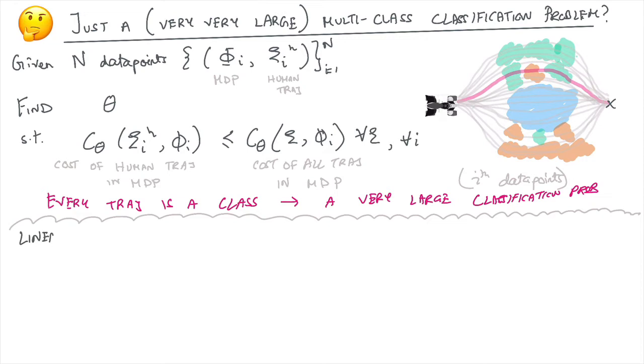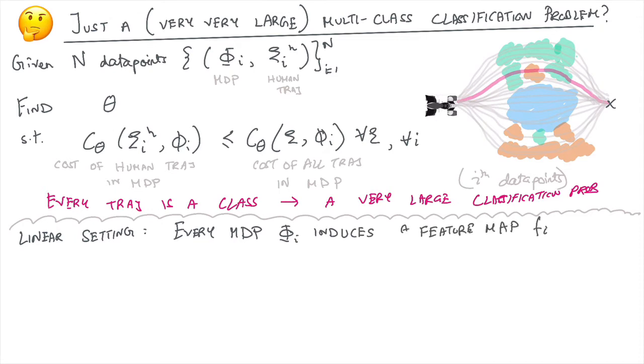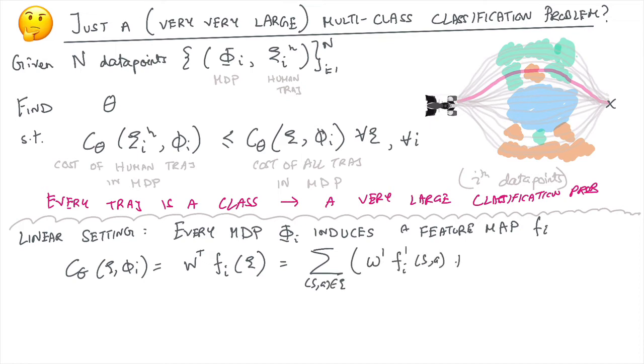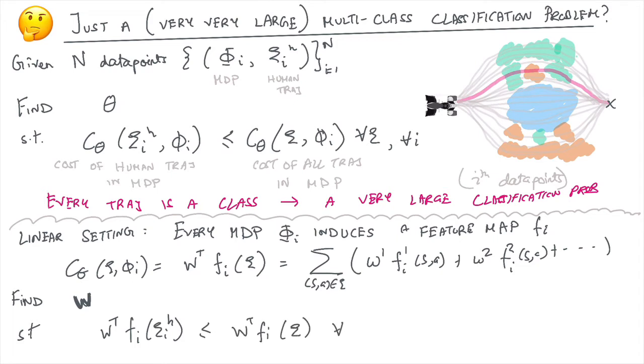In the linear setting, every MDP phi induces a feature map for that particular configuration of water, rock, and sand. So the cost of a trajectory in an MDP is simply W transpose of the feature map, which is the sum over per state action costs. Our goal is to find a W vector such that W transpose times the feature map of the human trajectory is less than W transpose times the feature map of any other trajectory, for all data points.